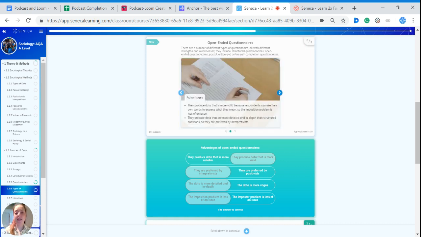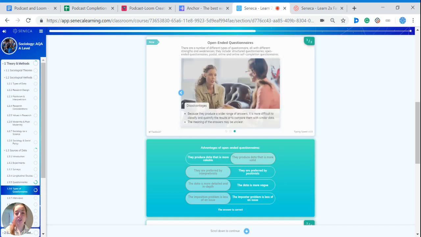The advantages are that they produce data that is more valid because respondents can use their own words to express what they mean, so the imposition problem is less of an issue. They produce data that are more detailed and in-depth than structured questions, so they are preferred by interpretivists.